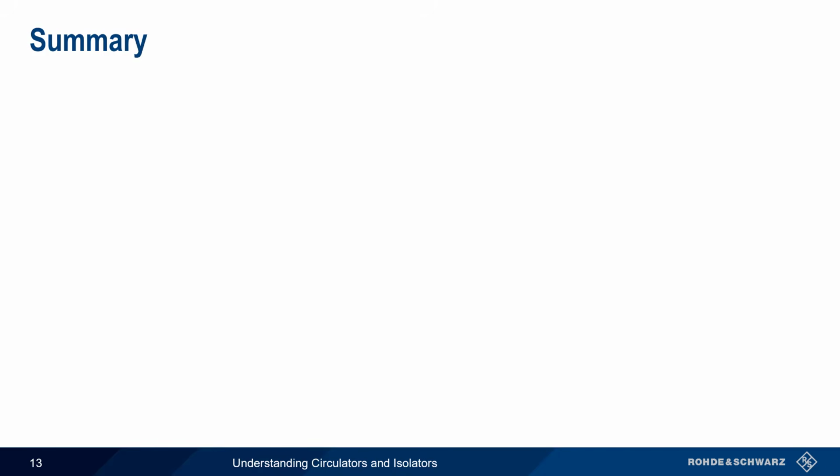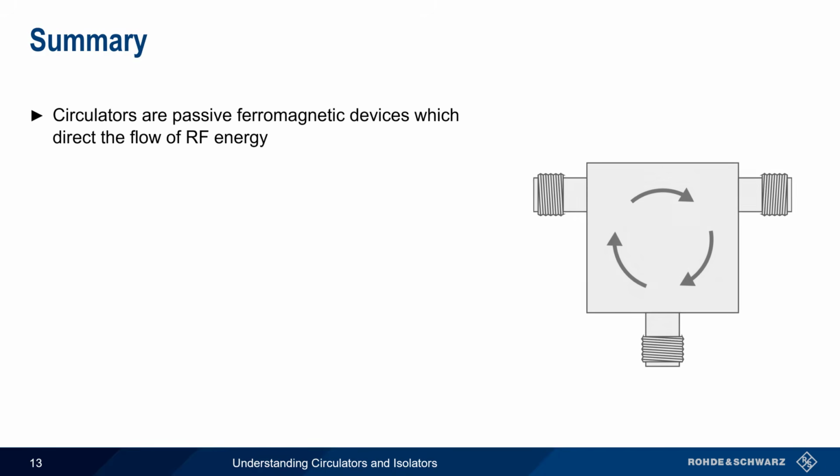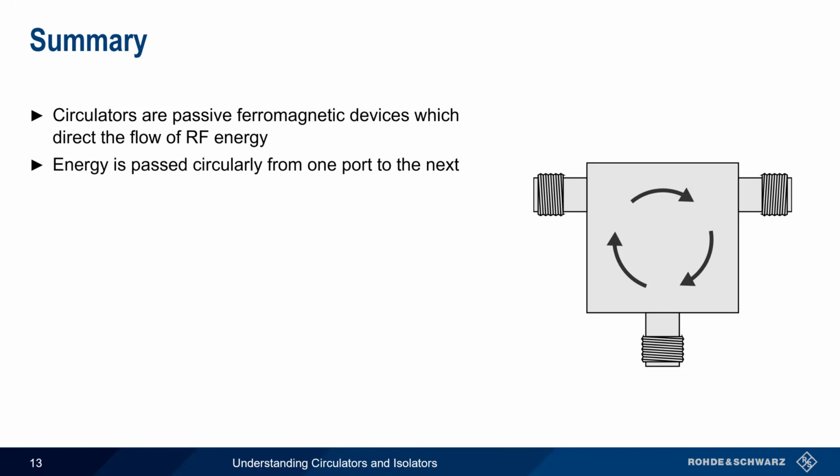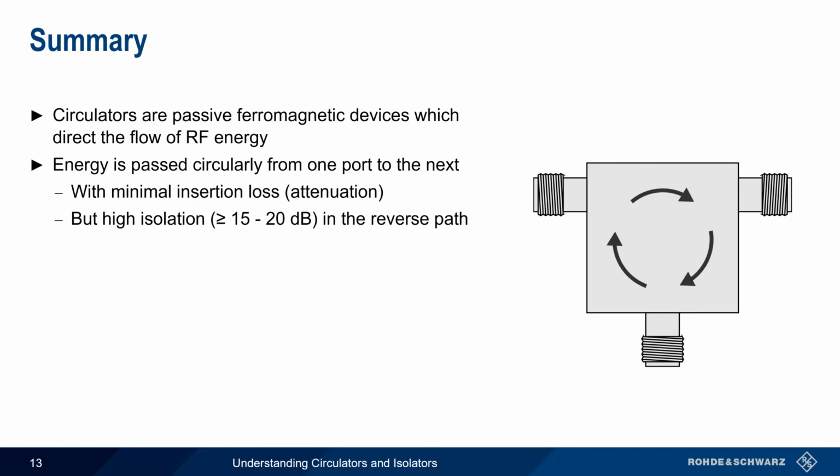Let's end with a brief summary. Circulators are passive devices which direct the flow of RF energy using magnetic fields. Energy entering one port is passed in a circular direction, typically clockwise, to the next port. There should be minimal attenuation or insertion loss in the forward path, but high isolation in the reverse direction. At least 15 to 20 dB is common.